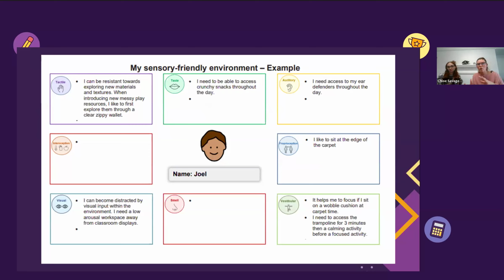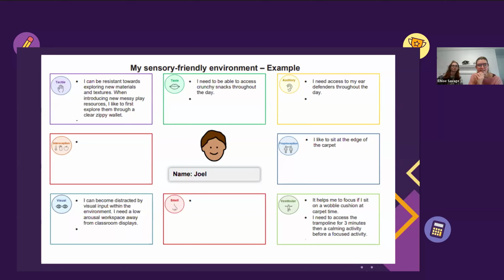So it's basically putting what we've learned about that student and their sensory needs and using that last slide as a tool to build up an idea of who they are in terms of their senses, how they experience the senses, and what the needs are. So there's a little box for each sense here. If we take an example, this person is called Joel.